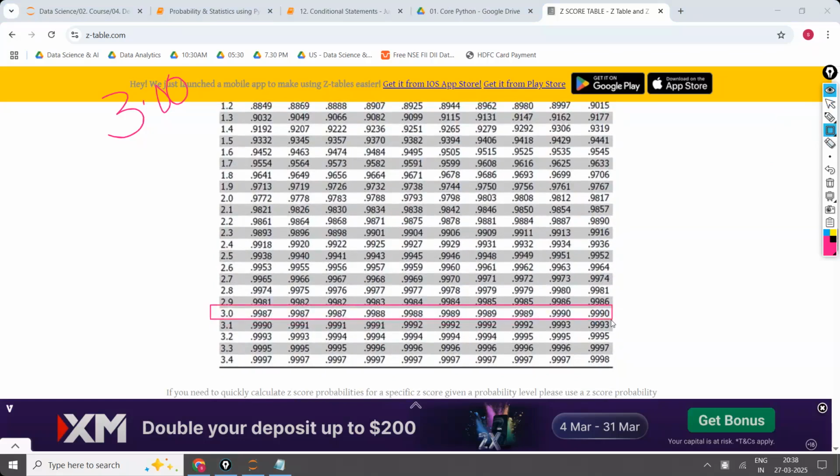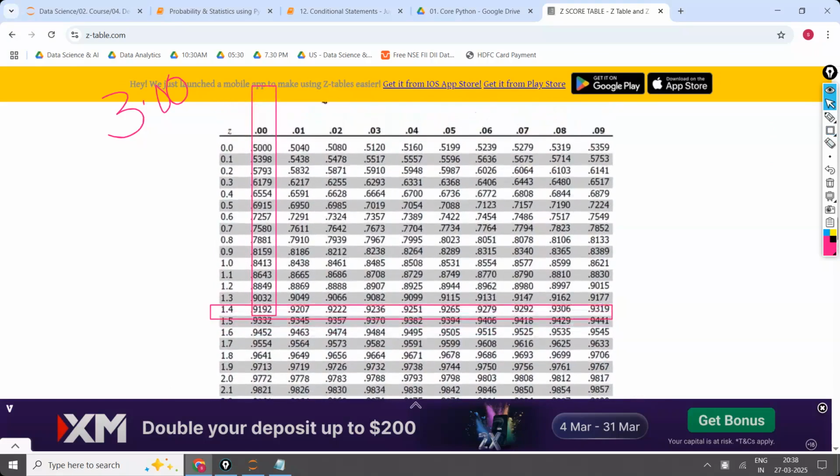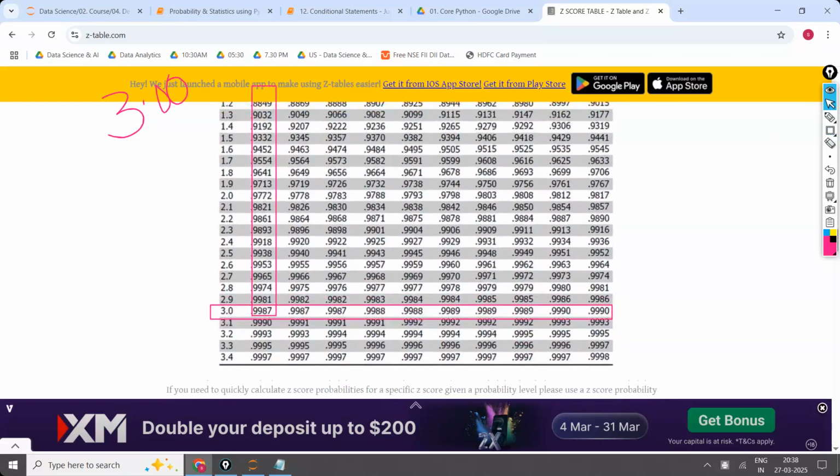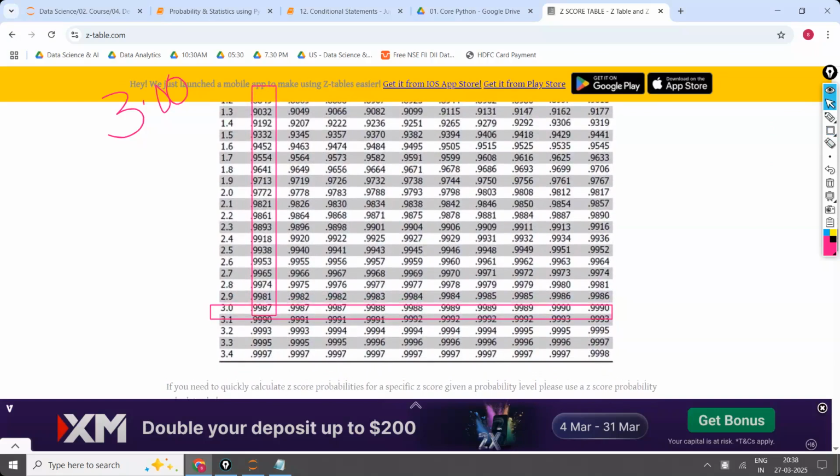What is the second decimal? 0 only. That is nothing but this one. This is 0, 0. So can you observe here 0, 0? Second decimal. So now what is the value? 0.9987. That is the answer. Simple. What is the probability of less than 90? 0.9987 is the probability. Completed. Question 1 is completed.